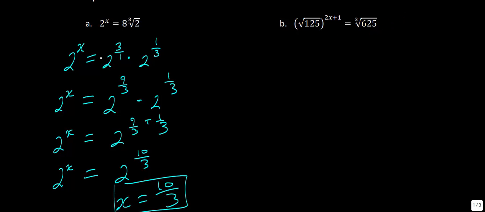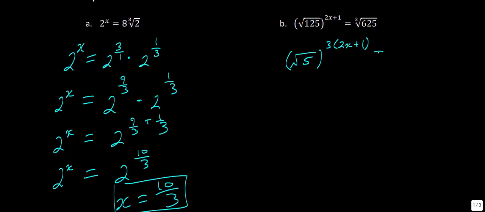So remember, in all of these questions so far, I've been really just trying to identify what that base is going to be. So what I'm going to do is rewrite this. I know that this is the same thing as going the square root of 5 and then just cubing it. Okay, because the square root of 5 times the square root of 5 times the square root of 5 gives you the square root of 125. All right, and then I still have the 2x plus 1 right here.